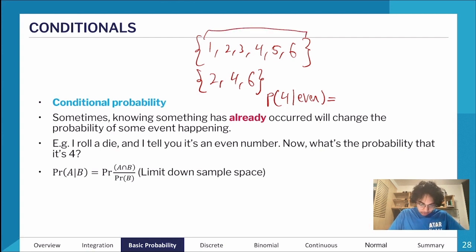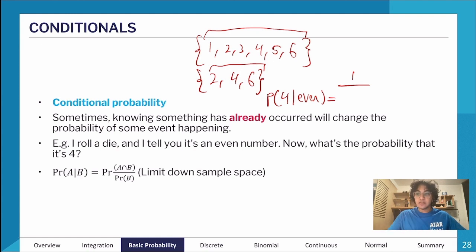Well, that's just how many times it happens in the second set. I look at their intersection. In both, it only occurs once. In the top, I have 1, which makes sense. The probability of getting a 4 on a 6-sided dice is 1 in 6, just rolling it randomly. But it's not 1 in 6 here because I've changed that sample space. I've decreased it. I've taken it from just 1 to 6.